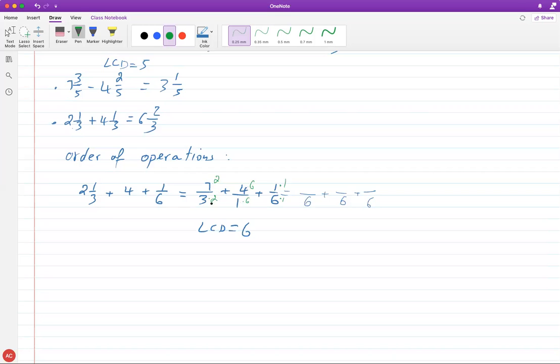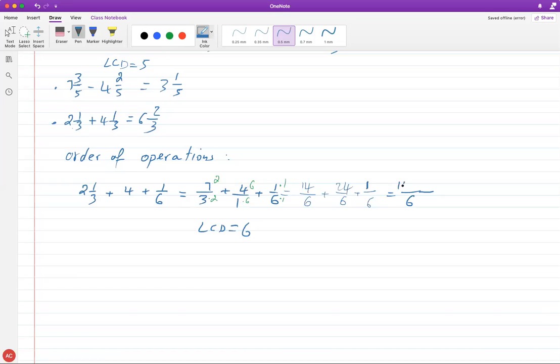So now we're going to turn this into new fractions here. 7 times 2 is 14. 6 times 4, 24. And of course, 1 times 1 is 1. And finally, now that we have the same denominator, we can add all of them at the same time. So the denominator stays the same, and we can add all the numerators together.